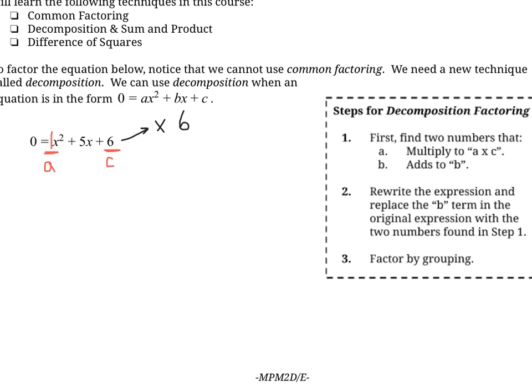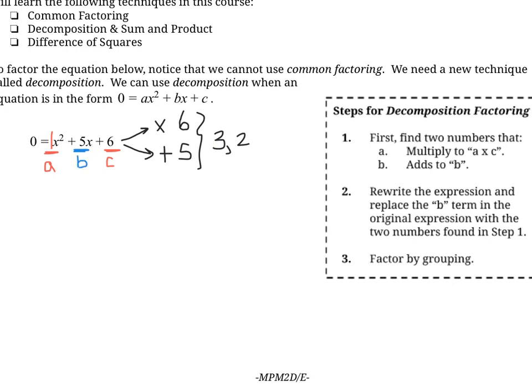So we're looking for two numbers that multiply to 6. That's easy. But they have to add to b. So they have to add to this middle term here. So they have to add to 5. What are these two numbers? Well, 3 times 2 is 6, and 3 plus 2 is 5. So our numbers must be 3 and 2. So our first step is done. We found two numbers that multiply to a times c and add to b, this one right in the middle. I should have underlined that. Let me just remind you, this is b.